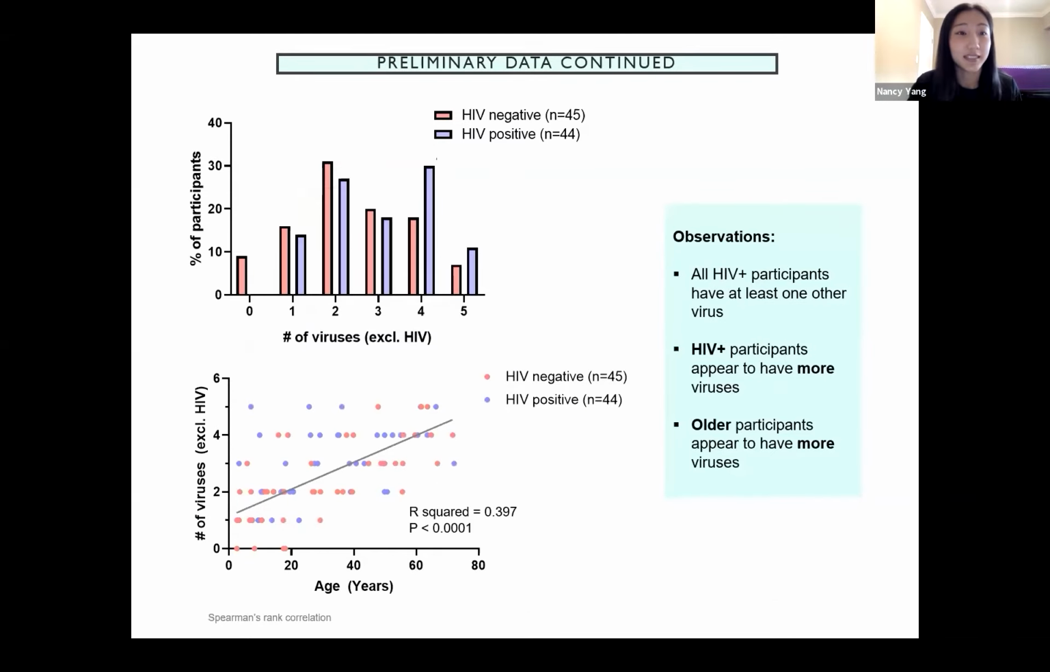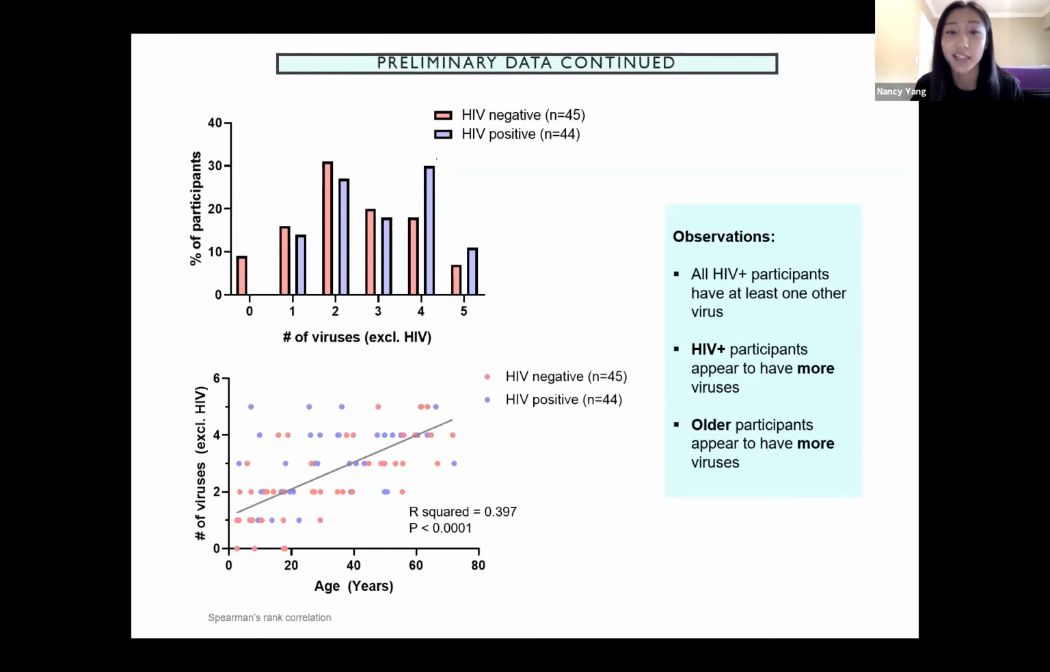The last 2 representations of the data are shown here, where the top bar graph depicts percentage of participants on the y-axis and number of viruses on the x, and the bottom scatter plot depicts number of viruses on the y-axis and age on the x. In both, pink represents HIV negative participants and purple the HIV positives. The 3 main observations are listed on the right.